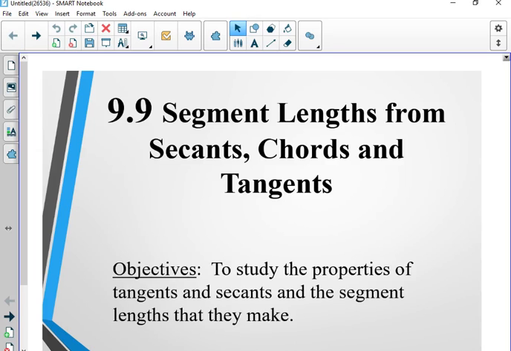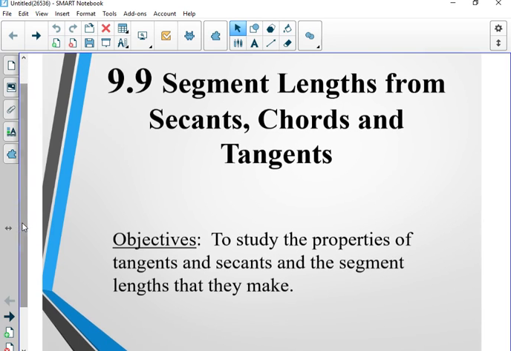Okay, moving on to 9.9. Segment lengths from secants, chords, and tangents. So, we're going to study the properties of tangents and secants and the segment lengths that they make.